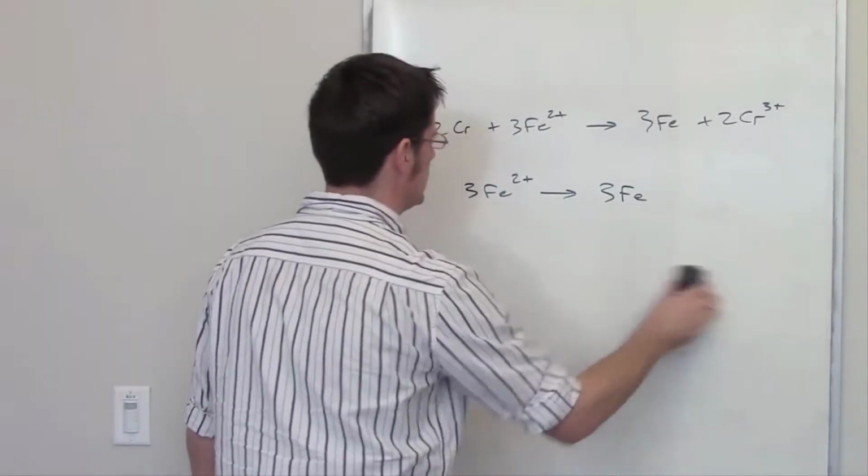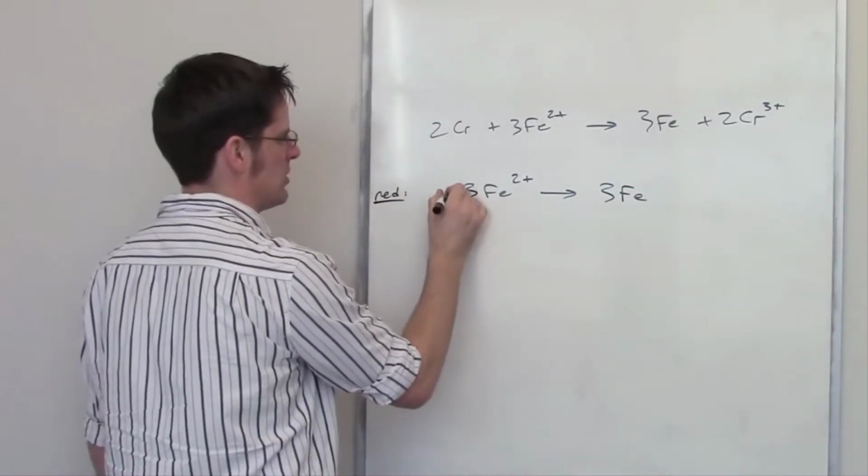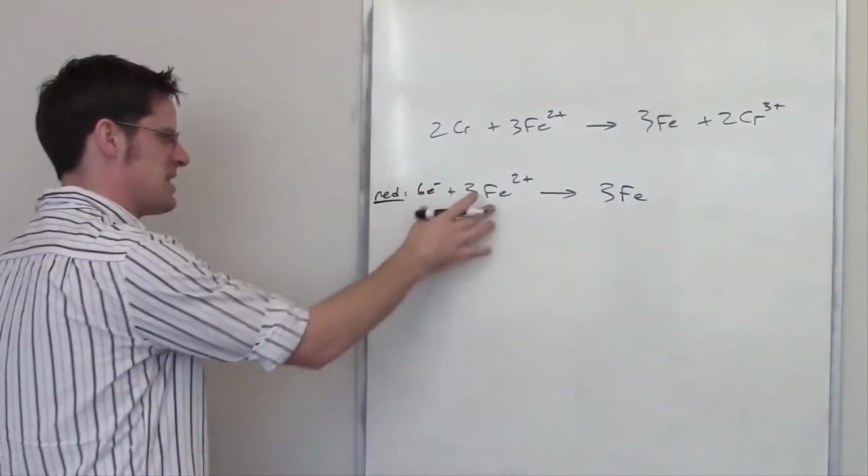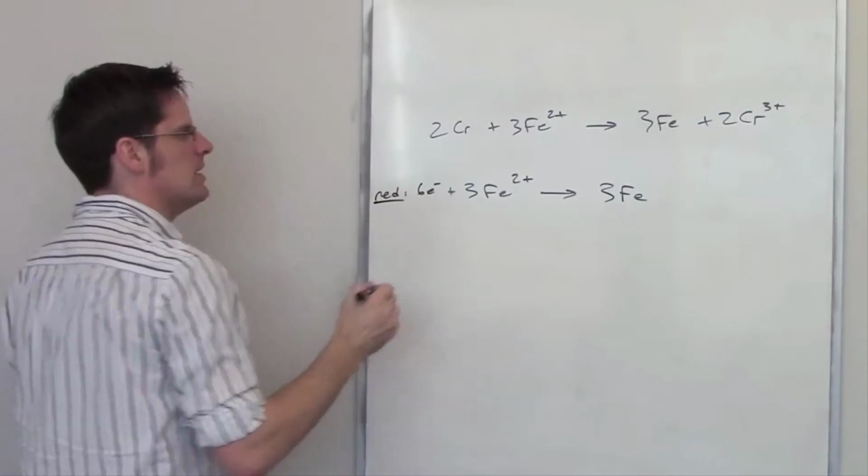In order to balance out the charge, I've got a total 6+ charge on the left. I'm going to have to add 6 electrons on the left, and that should do it. And we can see that this iron is gaining these electrons. How about the other reaction?